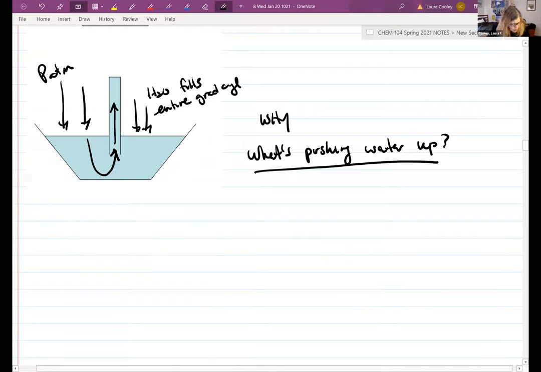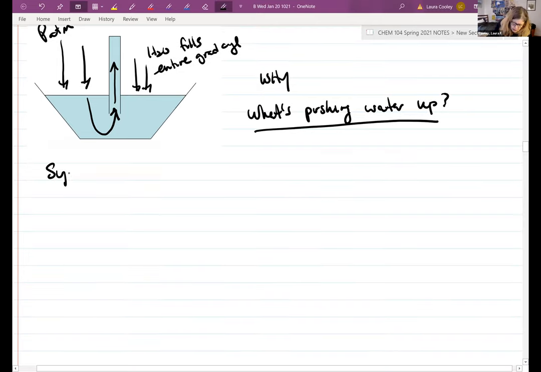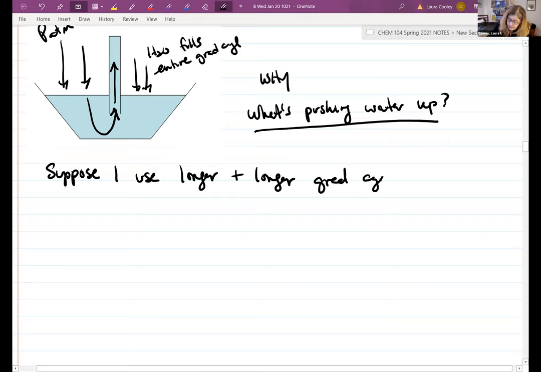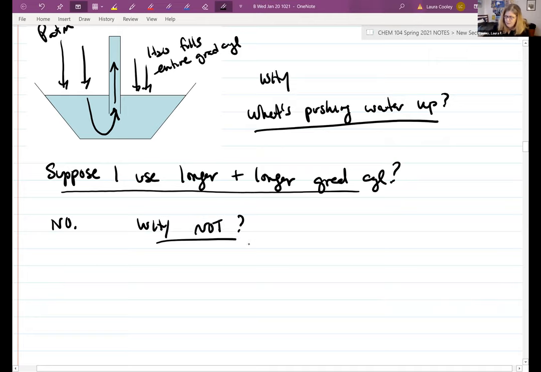Okay. So suppose I use a longer and longer graduated cylinder. Will this go on forever? Will it go up and up and up? Of course it will not. No, it won't go on forever. But the question is, why not? And when does it stop going up?